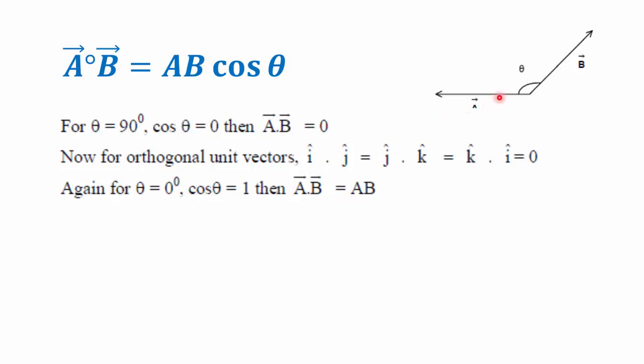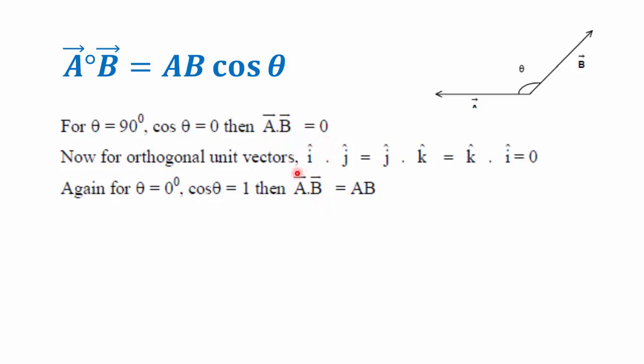Now if theta is 90 degrees, the angle between a and b is 90 degrees, then cos theta is equal to 0, and the dot product of a dot b will give you 0.